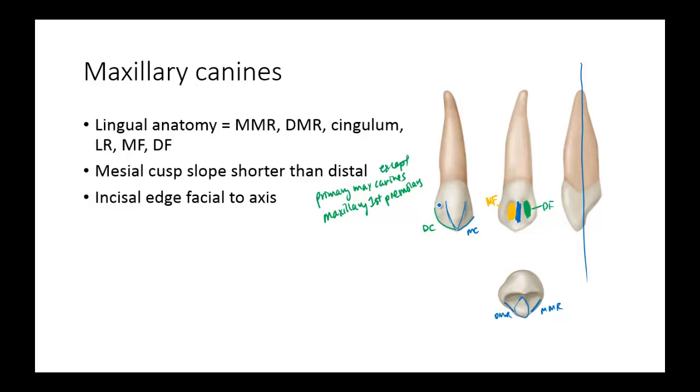So right here, you can see this would be the distal developmental lobe. This would be the mesial developmental lobe, and right here would be the middle developmental lobe. So instead of having the mamelons, the developmental lobes come and actually form the facial aspect of the tooth. And then same thing, you're going to have your cingulum be your lingual lobe, or the 4th developmental lobe.